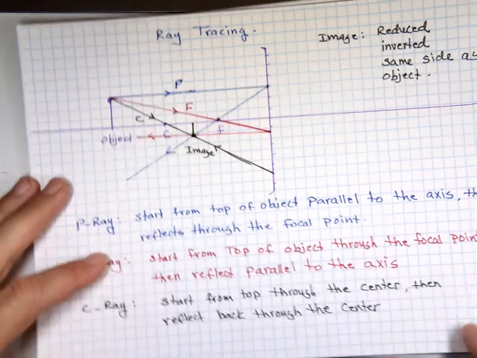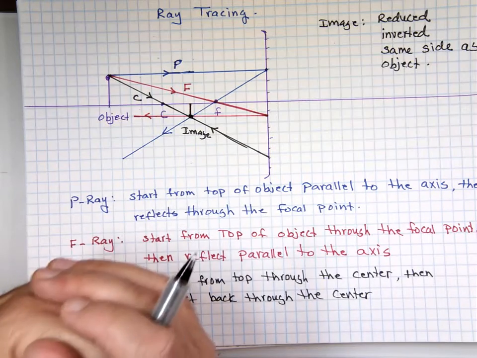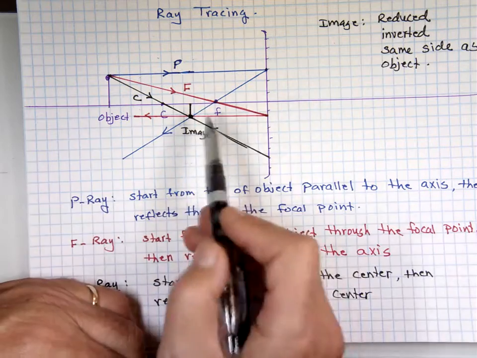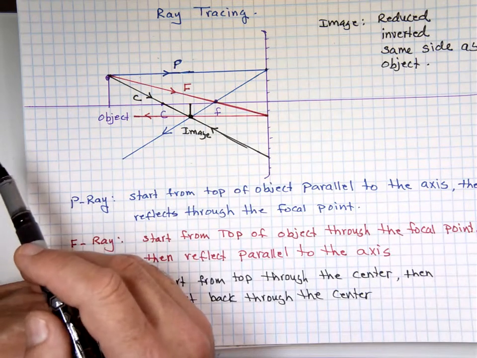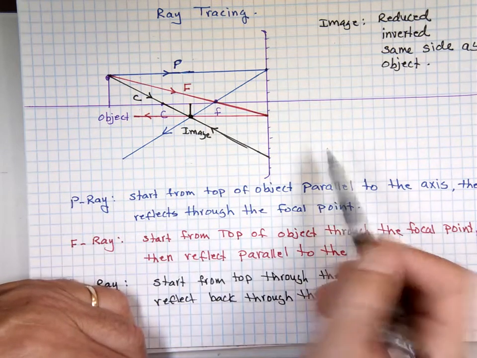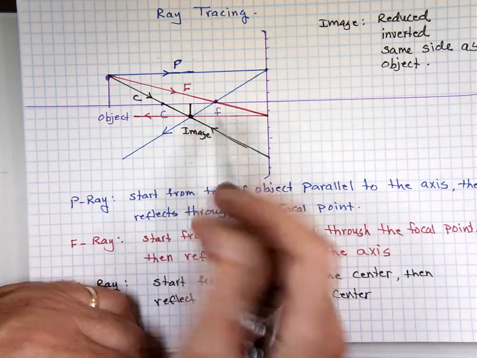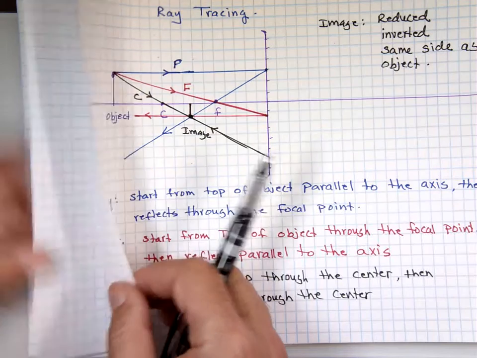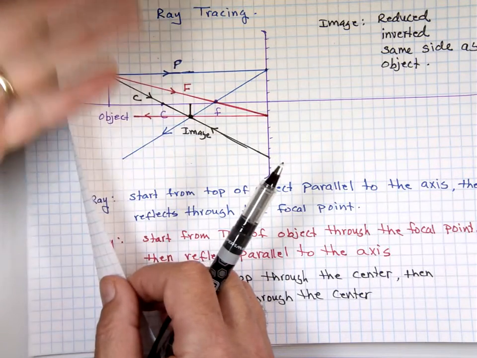Now let's change that just a little bit. Let's put the object between C and F and see what will happen. Let's put it inside F and see what will happen. Let's look at the convex mirror and see what will happen. So let's take between C and F. Let's do another one. Now we'll do the object between C and F. We'll do the same scale.